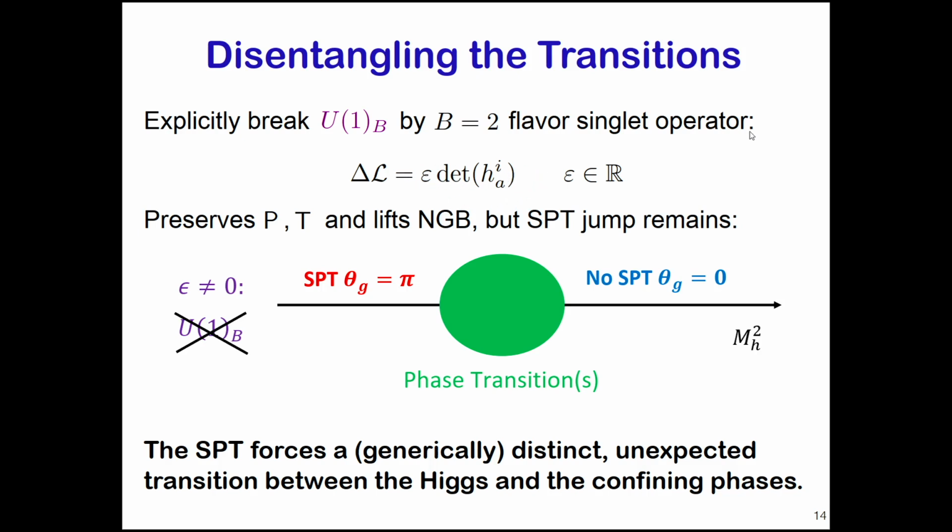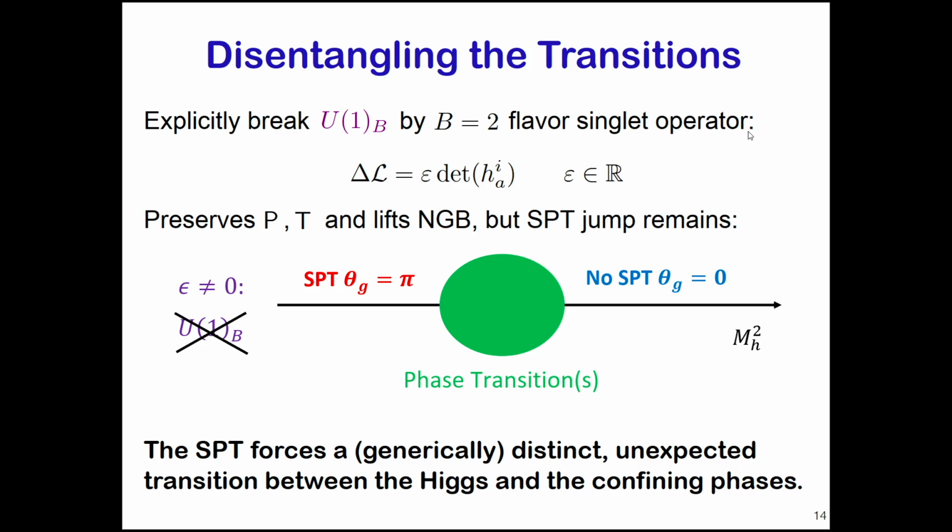This is the operator that got a VEV in the Higgs phase. So if I turn it on with a small coefficient, I break baryon number explicitly. Now the Goldstone bosons are gone in the Higgs phase, and the phase diagram looks a little bit different. Notice that, by the way, this still preserves, very importantly, parity and time reversal, so the SPT is unharmed. I'm lifting the Goldstone bosons, so now both the Higgs and the confining phase are gapped and trivial.